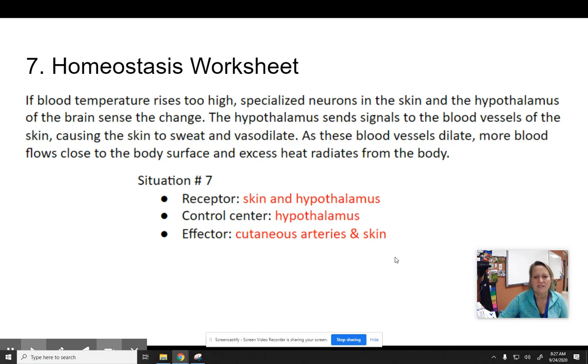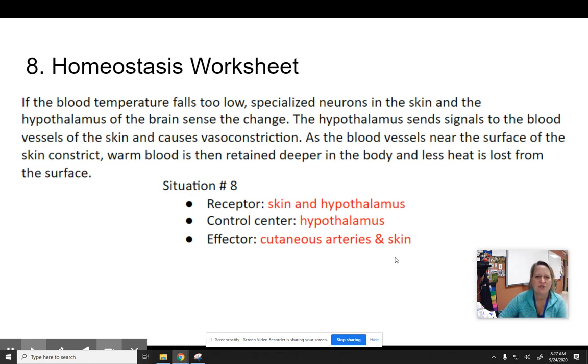And when the blood vessels dilate, that is going to affect the arteries in the skin. Cutaneous means skin. So the arteries that provide blood to the skin, and that's why your skin would get red because those blood vessels are dilating, getting bigger, and then the heat can radiate. So it's correcting the problem, not adding to the problem. So that means that it is negative feedback.